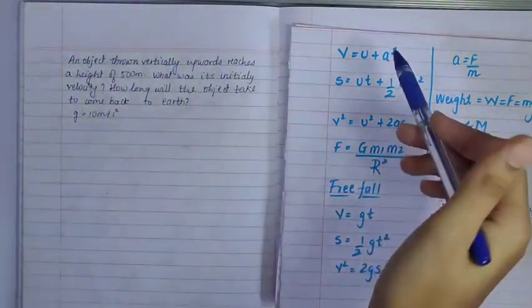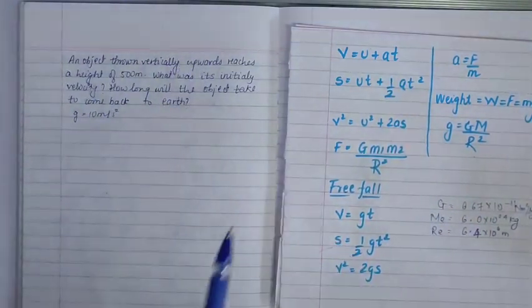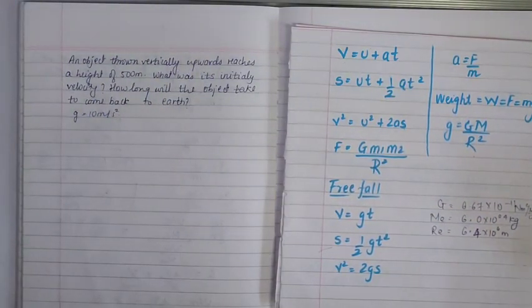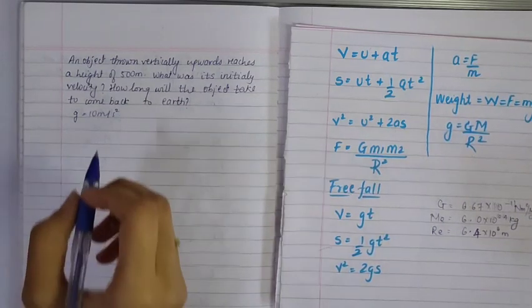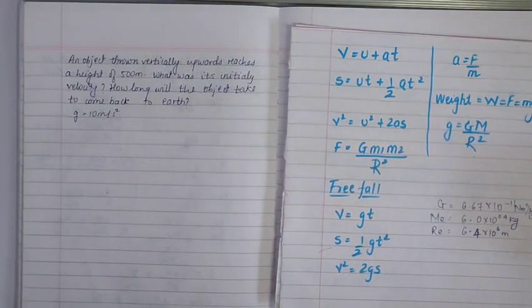So, which is the formula that you are going to use here now? The object is thrown vertically upwards, so first, it is from down to up. Therefore, your g won't remain 10 meters per second squared. You are going to consider your g as minus 10. After that, which is the formula that you're going to use?